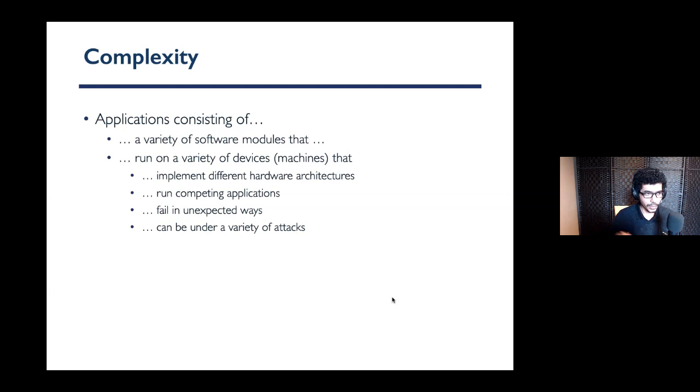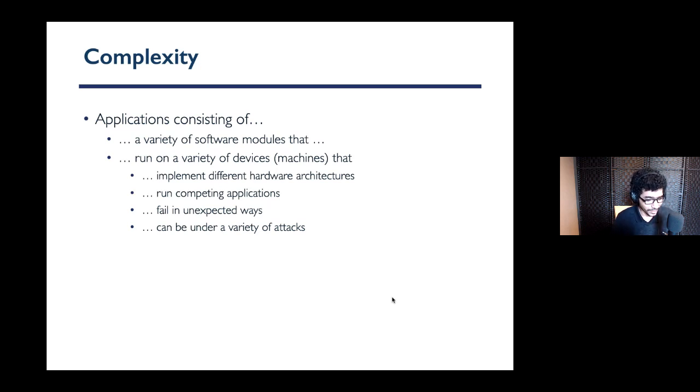Complexity now. This was about hardware, the trend in operating systems. Now let's talk about complexity. Applications have different modules, and they run differently on different devices. They might be implemented differently for different hardware. So the same application, if you want to run it on an ARM processor, you might want to implement it differently than if you want to run it on a server.